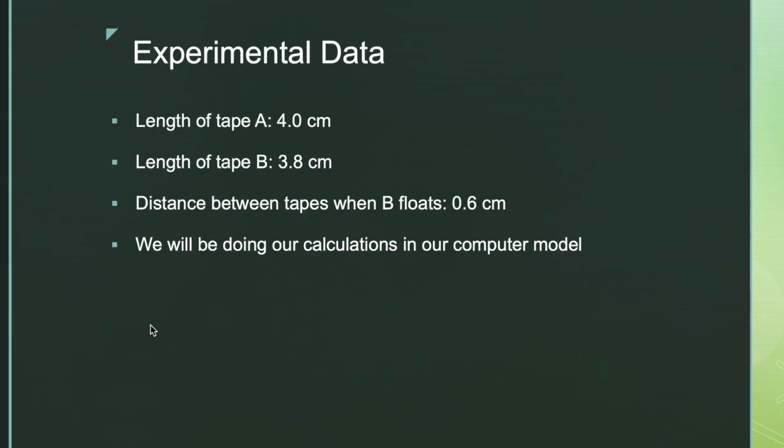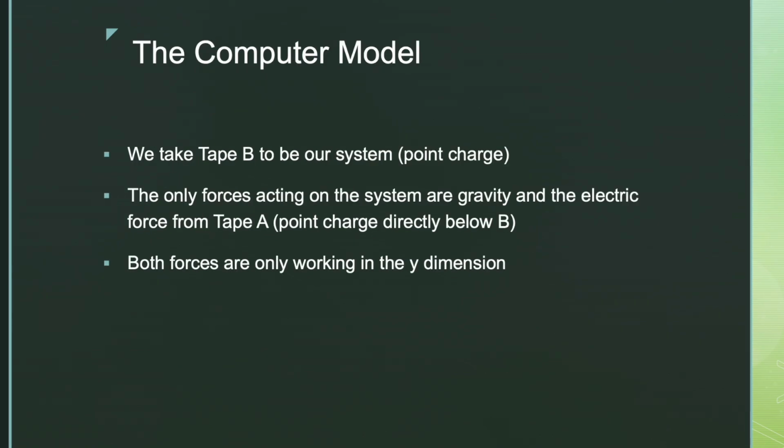And this is kind of the second half of what we did in the experiment. This here is the data that we collected in our experiment, which of course we'll be using in calculations with our computer model. These are measured in centimeters here. We're going to convert those units to meters when we're actually doing the calculations. We're only going to be taking the floating tape to be our system, and the only forces acting on this system are gravity and the electric force from tape A. So you're just going to have two arrows pointing in opposite directions and the point charge. And both forces, of course, are working in the y direction.